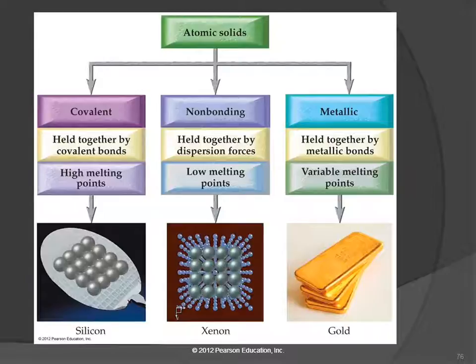And then we have metallic atomic solids. These are held together by metallic bonds, and these have variable melting points. Some of them, like mercury, which is a metal, an element, have a low melting point. It melts below room temperature. Some metals you could melt in your hand. I think gallium is one of them. And others, it would take some serious heat to get them to melt. So metallic solids, their melting points are all over the place.